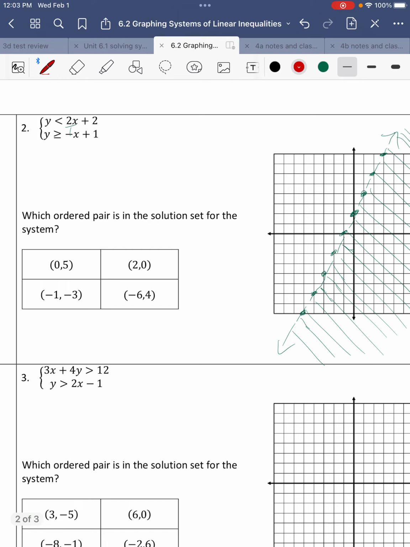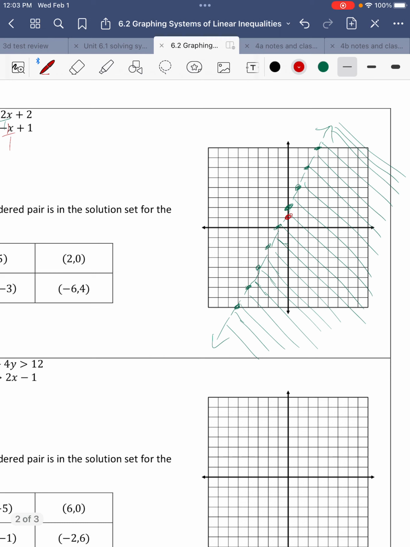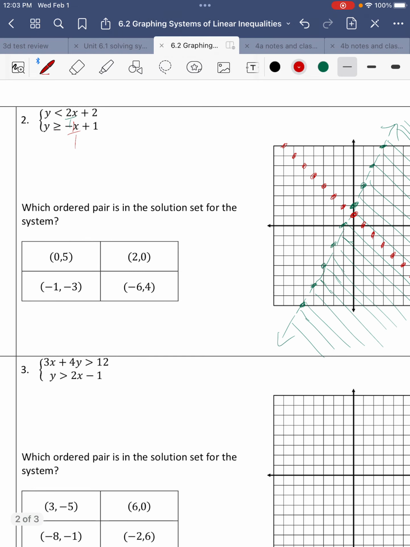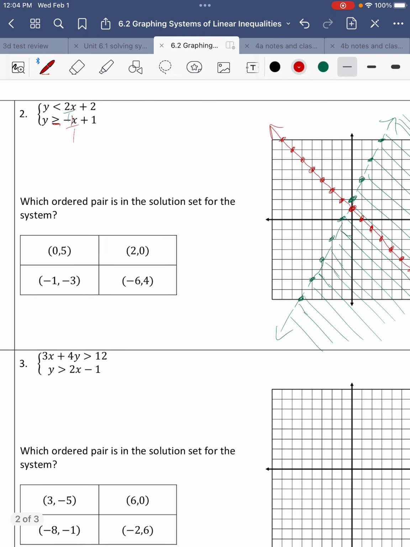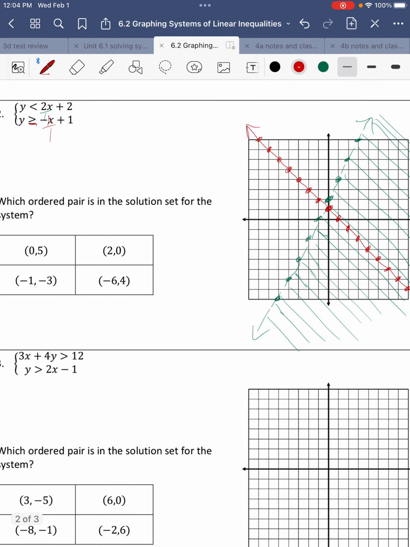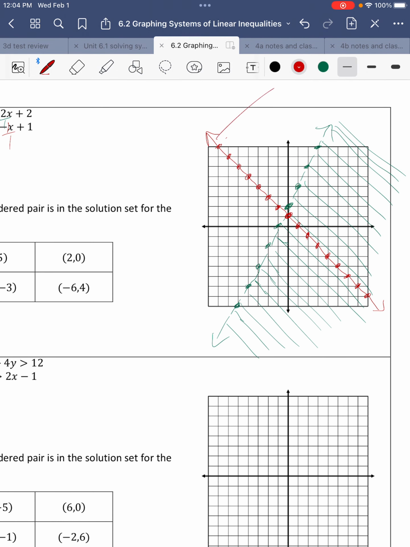And then the bottom equation, we have -1 over 1. We have our y-intercept at 1, so we're going to go up to 1. And then down 1, right 1, down 1, right 1. And then equal to, so we have a solid line here. And then shading greater than, this is a greater than symbol, so above the line.